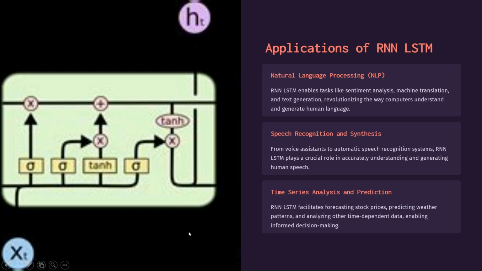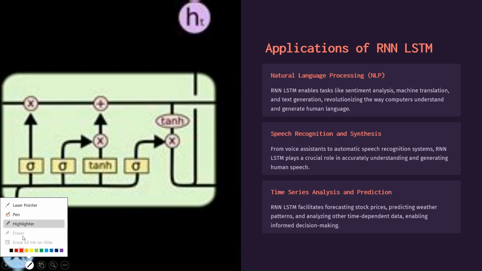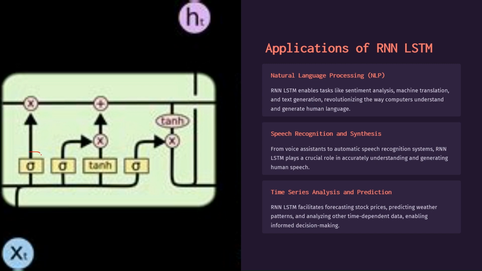This is how LSTM looks like, where there are multiple gates. This is the forget gate, which decides what needs to be kept and what has to be forgotten. This is the input gate, this is the output gate. The context of the old cell comes from here, and this is how it works.